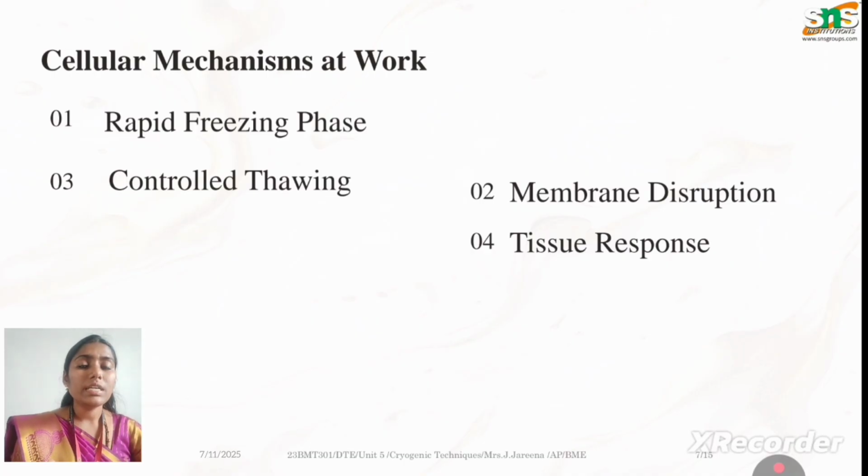Because it involves controlled, optimum temperature, it is a very important factor to be concerned with when you are preserving organs or treating or destroying cells. So controlled thawing is nothing but controlling the temperature based on the application. And the fourth one is tissue response. Tissue response depends upon what type of cryogenic technique we are using, because we have two types: one is cryosurgery, and the second one is cryopreservation. Based on that, the tissue response will vary.